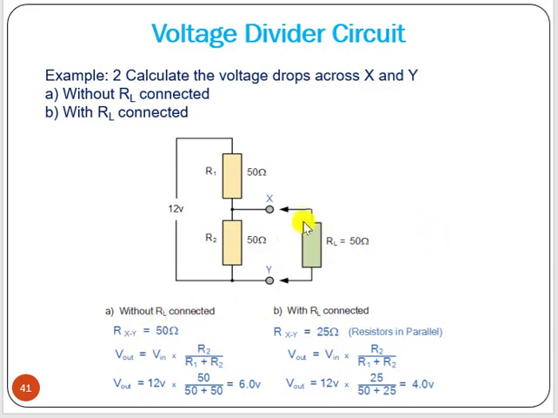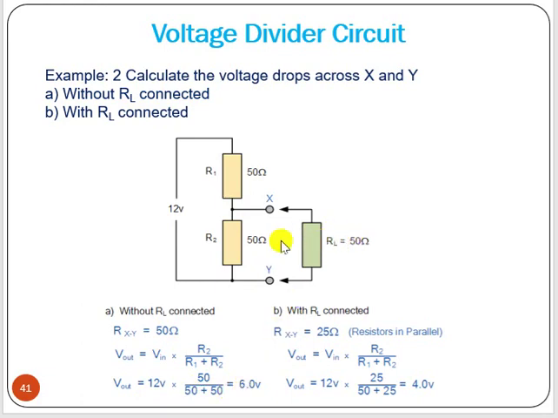Now without RL connected, RL is not connected. RL is also 50 ohm. Now what is the voltage across this XY point? That will be 12 volt into 50 divided by 50 plus 50, which is 6 volt.